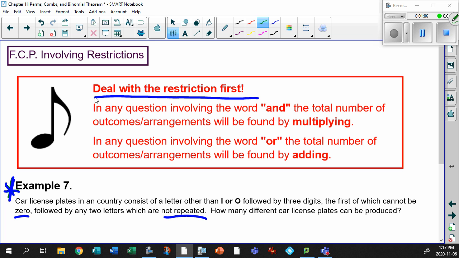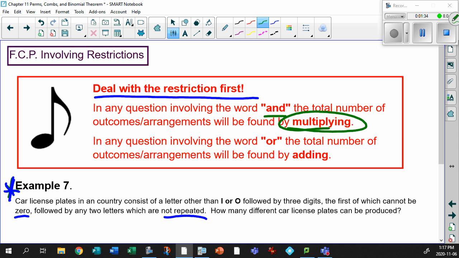It says in any questions involving the word and, if you look, this is what we had. Car license plates in a country consist of a letter other than I or O, followed by 3 digits, first of which cannot be 0, followed by any 2 letters which are not repeated. So in other words, a letter and 3 digits and another 2 letters. So whenever you have ands, make sure you multiply.